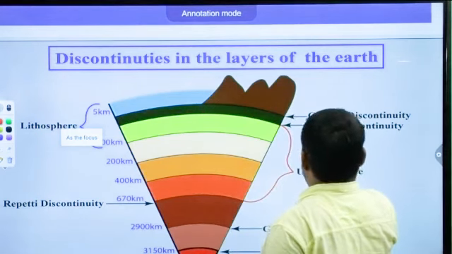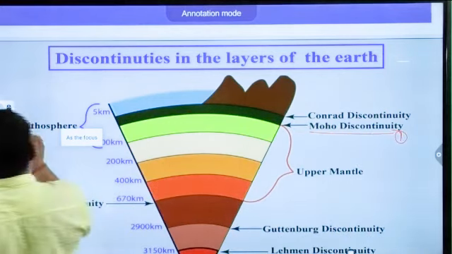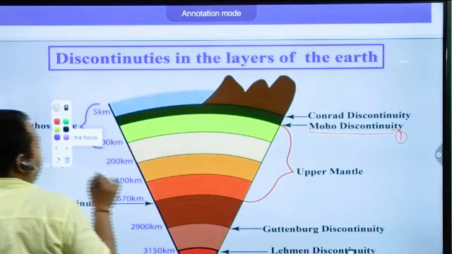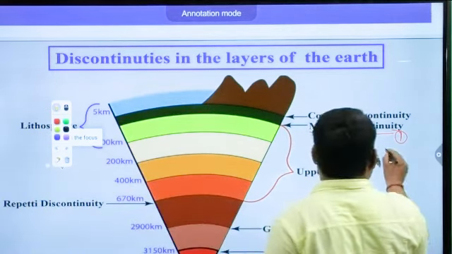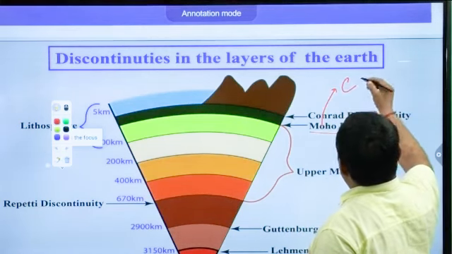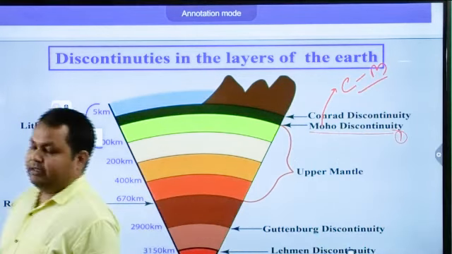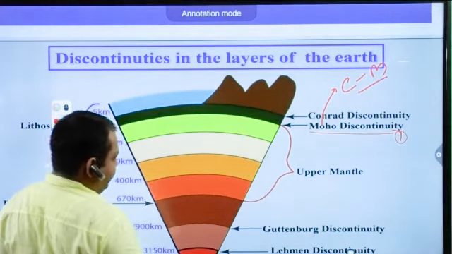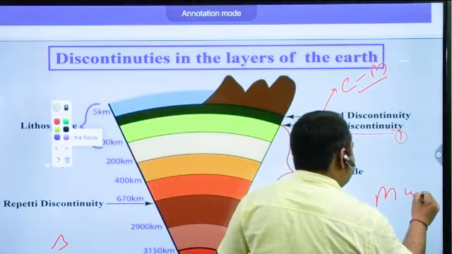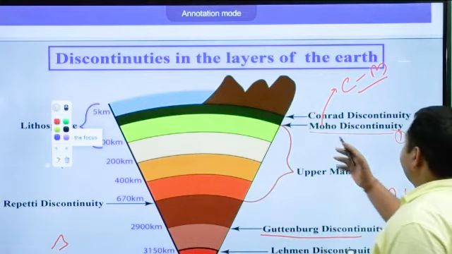One is the Moho discontinuity. Moho discontinuity is the first. It separates crust from the mantle. Second is the Gutenberg discontinuity. It separates mantle from core.